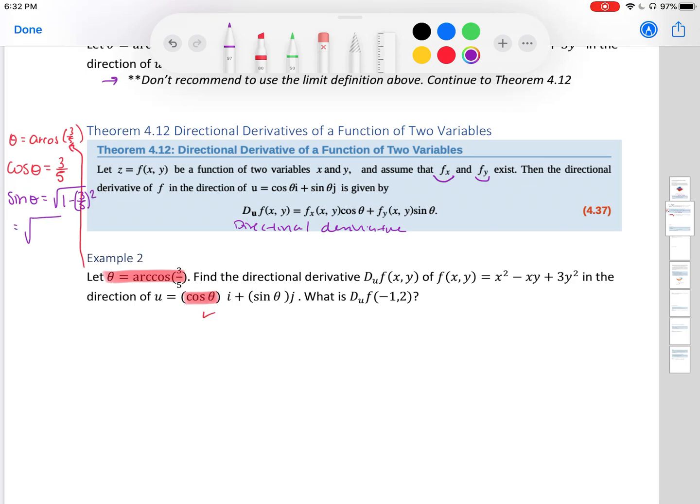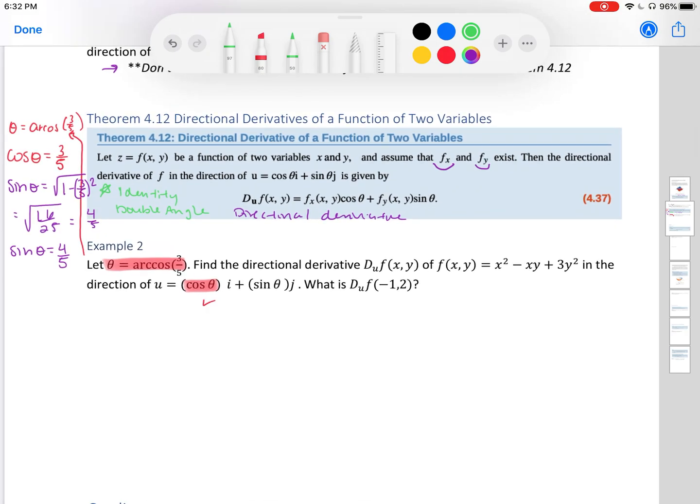So this means that I have 16 over 25, which gives us 4 over 5. So sine theta is 4 over 5. And this right here is just an identity. I think this is one of your double angle identities from trig, if I'm not mixing it with something else. Or there's different ways to go about it. You can always draw the sides and build your right angle, and use the Pythagorean theorem to find sine.